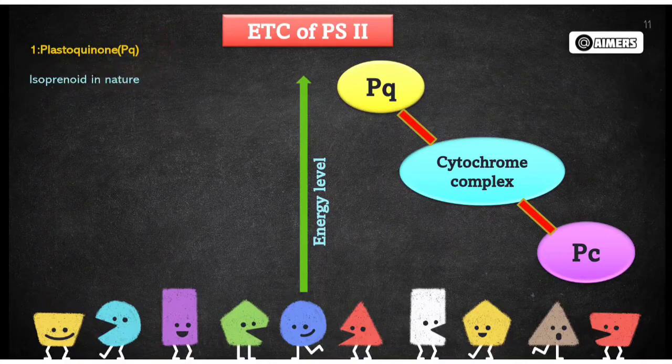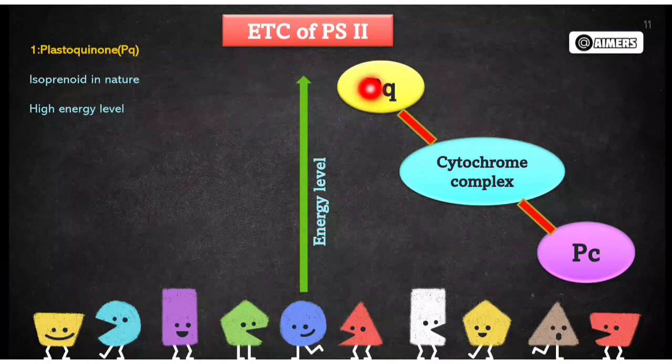You may have studied in the topic of lipids what isoprenoids are. These are basically derivatives of lipids. So, plastoquinone is isoprenoid in nature. Second, it is at a high energy level. You may look here, this is the energy level arrow, and this plastoquinone is at the highest energy level.